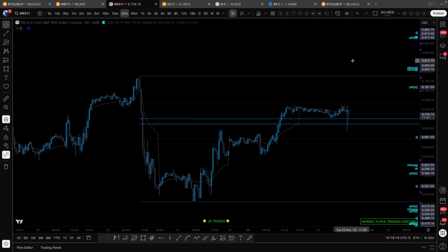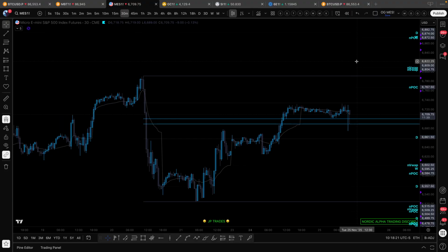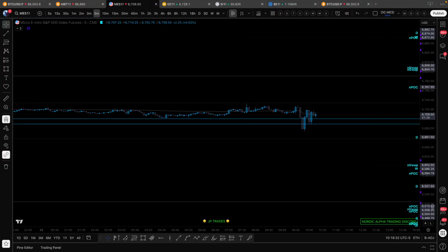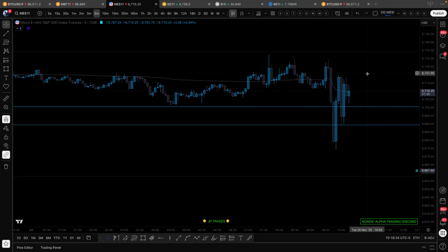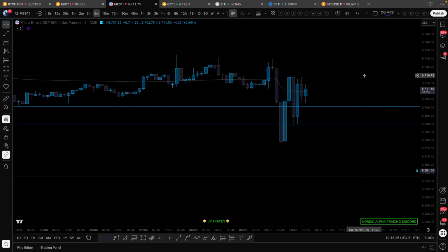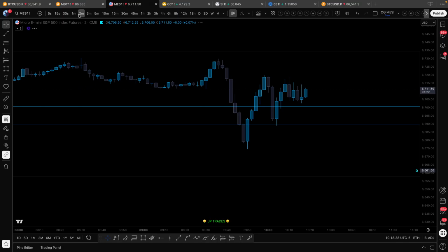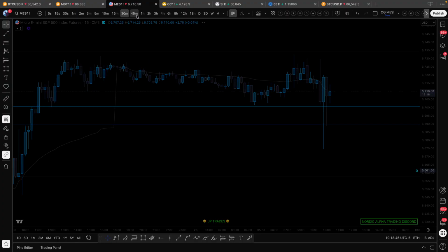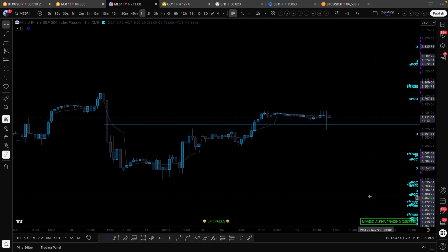So I do wonder if we are going to reclaim VWAP. If we reclaim VWAP, I think we're just going to move higher from here today. And it certainly is trying right now. Yeah, you've got a little bit of a battle here at VWAP. Anyways, let's get back into the structure.